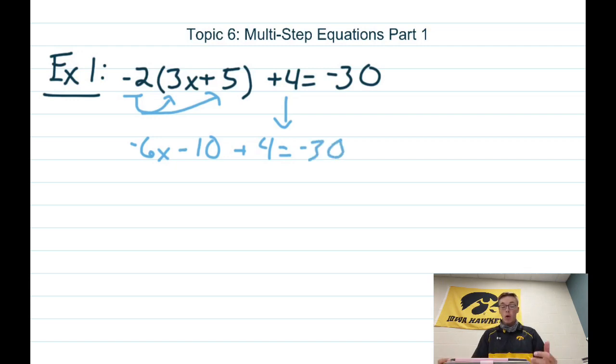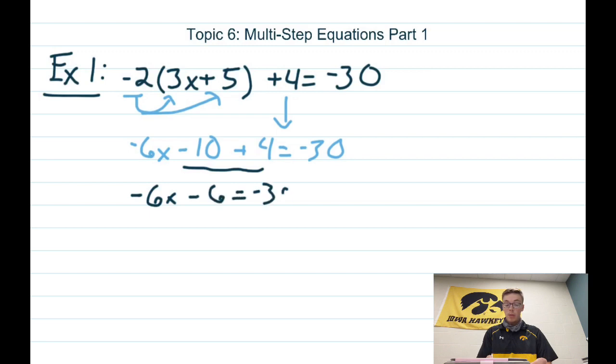Now, this is where we were at. We see we can combine like terms on the same side. So we're not going to use inverse operations yet, because on the left-hand side of this equation we have a negative 10 and a positive 4. Negative 10 plus 4 would get us a negative 6. So we're going to combine those. We're going to get negative 6x, and then these two combine to a minus 6 equals a negative 30.